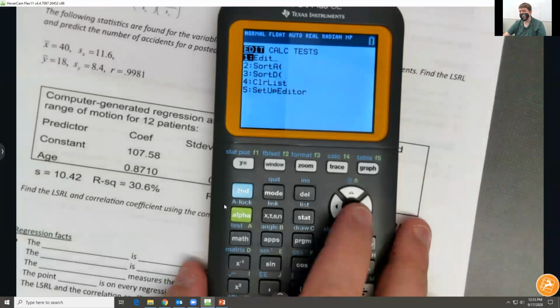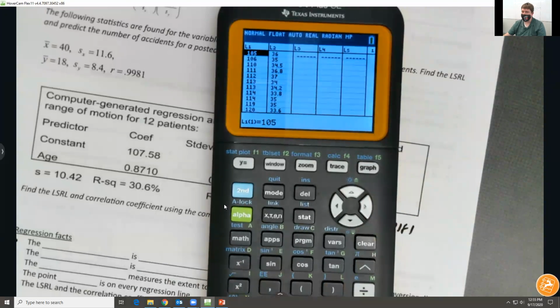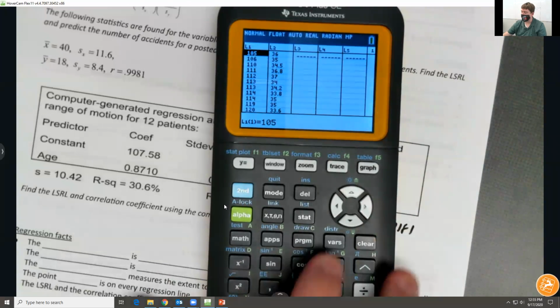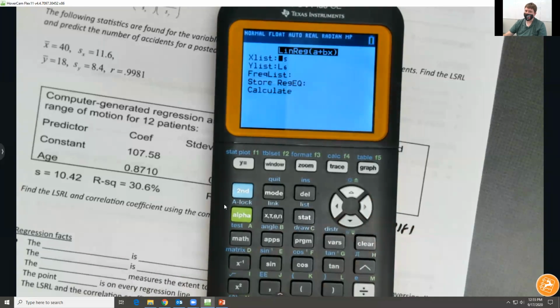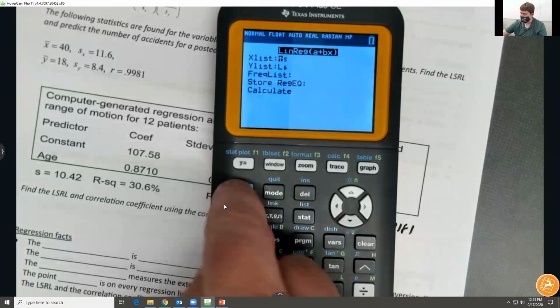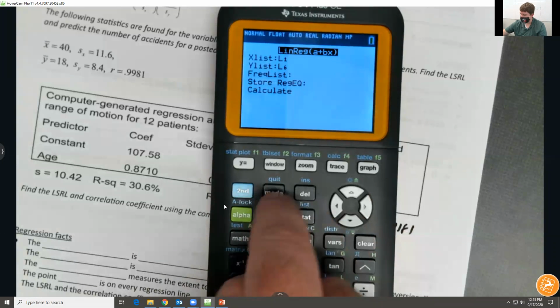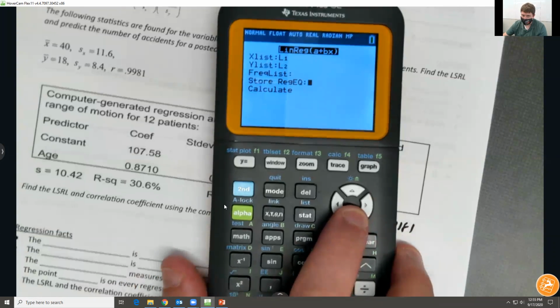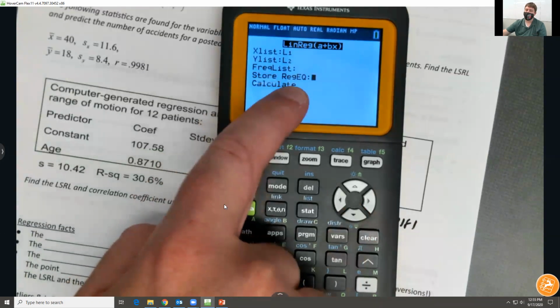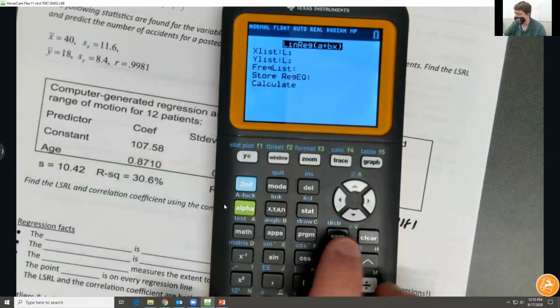All right, so you got your data in there, ready to go. This is what your list should look like if you reset everything. We hit stat, we go to calc, we go down to number 8, so everything's the same. Be careful, make sure this says 1 and 2. So we're good to go there. Now, don't hit enter on calculate yet. Go down to this neat little trick where it says store reg, and then you're going to hit the vars button.